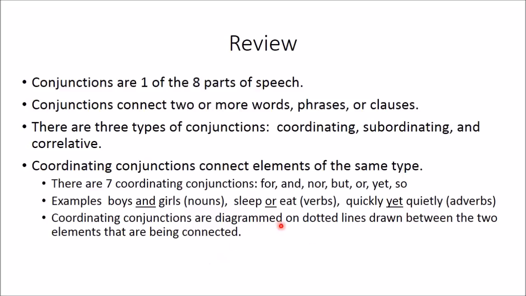Coordinating conjunctions are diagrammed on a dotted line that is drawn between the 2 elements that are being connected. So you diagram the elements just like you always do. If it's 2 prepositional phrases, you diagram the prepositional phrases like you normally would, but then you connect them with the dotted line and add the conjunction.